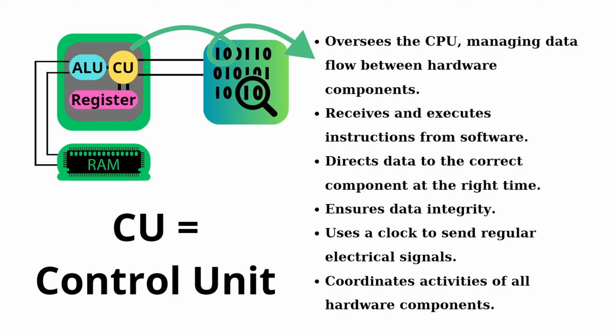The control unit, CU, is the overseer of the CPU, responsible for controlling and monitoring the input and output of data from the computer's hardware. The control unit is the component receiving instructions from the software and running the show. Its primary job is making sure that data is sent to the right component, at the right time, and arrives with integrity. Part of this job is keeping all the hardware working on the same schedule. It does this with a clock, which sends out a regular electrical signal to all components at the same time to coordinate activities.